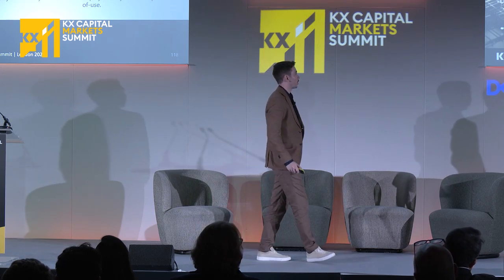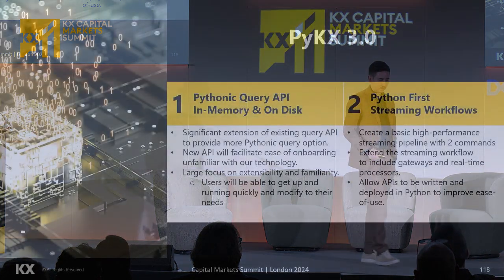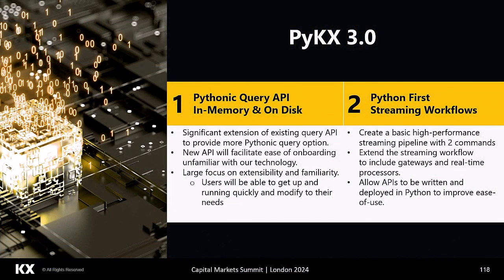So what we wanted to provide was the ability for you to extend the APIs to get into a position that you're comfortable providing new functionality to your users in a way that's familiar to them without having to come to us and say, can you add a function for min-max scaling data or whatever the operation is. And then the second piece is Python first streaming workflows. So Python's very bad at streaming. Q is very good at streaming.